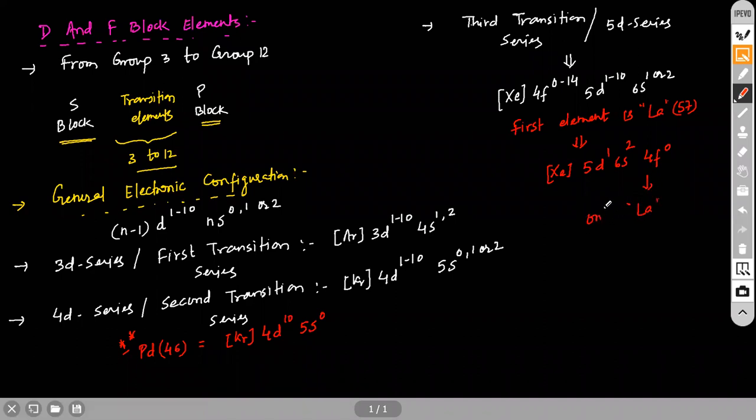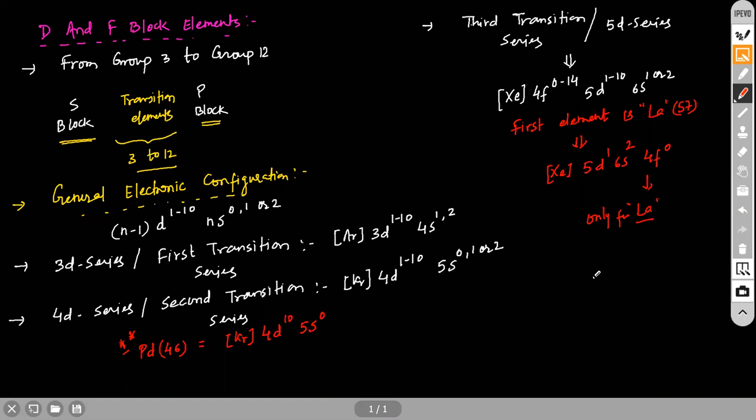Only for lanthanum, 4f orbital has zero electron. So these three electronic configurations you must remember. This question, like I said, the palladium question, they have asked in the exam, so don't forget it.